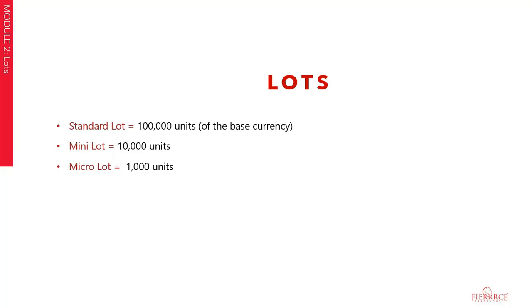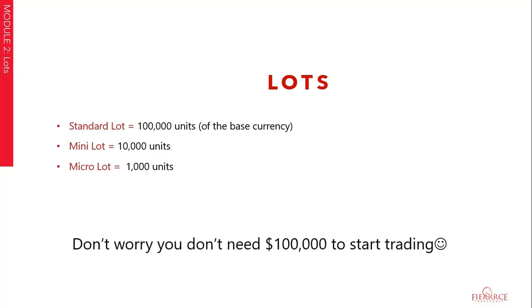So the biggest lot is the standard lot, which is 100,000 units of the base currency. The mini lot is 10,000 units, and the micro lot is 1,000 units. So think again about it like kg, gram, milligram kind of scenario. Okay, so standard lot is the big one, mini lot is the medium one, and then micro lot is the tiniest unit. So this is basically the three types of lot sizes. Okay, so we quote currencies in terms of lot sizes.